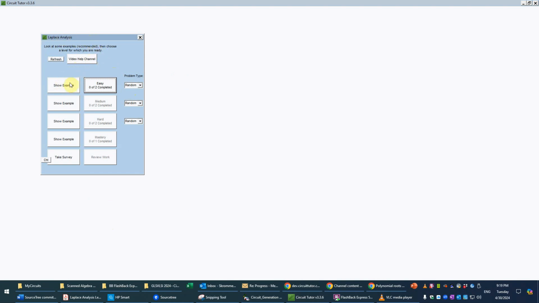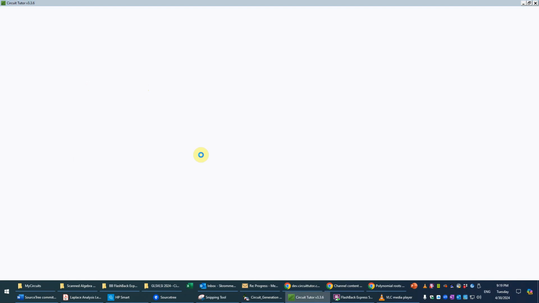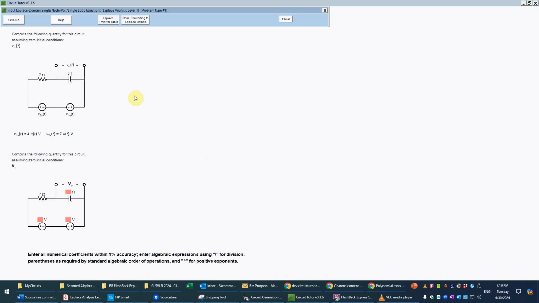Now, it's always a good idea to look at some examples initially before you begin to work the problems yourself, so I strongly recommend doing that. Here, in the interest of time, I'm going to go right into the game. Okay, so this is going to show us an example of a circuit problem here with two voltage sources and a resistor and capacitor and a sought voltage.